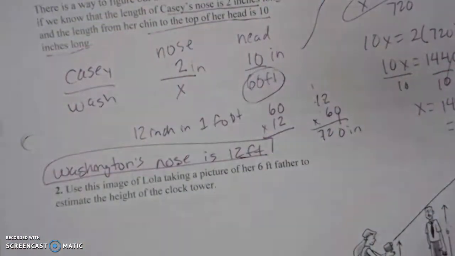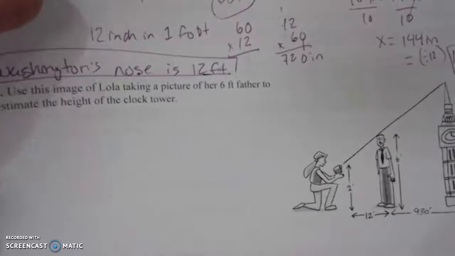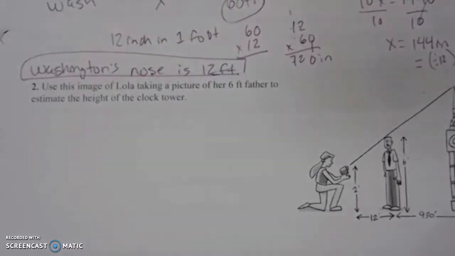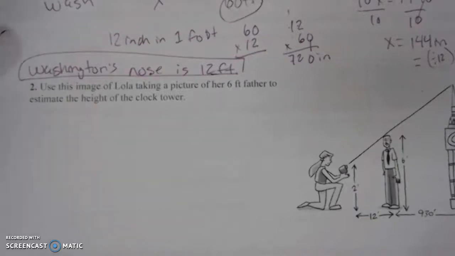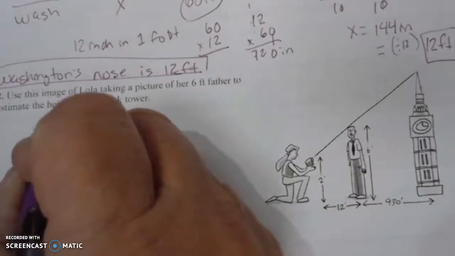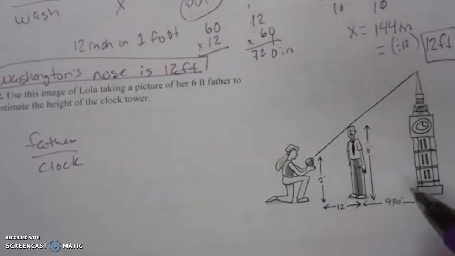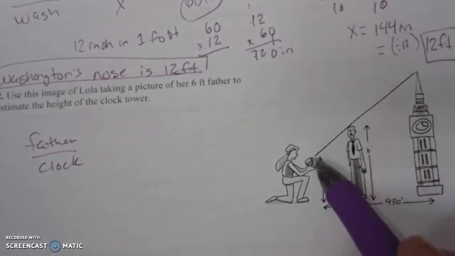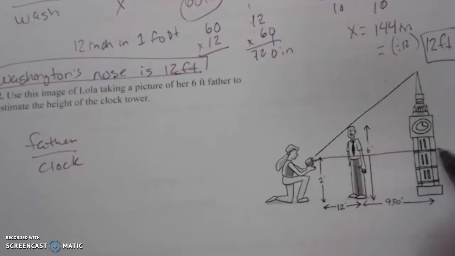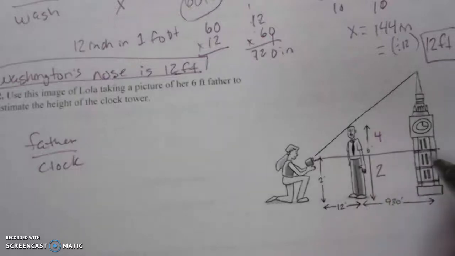Okay, all right, let's look at this other example. Use this image of Lola taking a picture of her 6-foot father to determine the height of the clock tower. So we're going to compare everything about the father to the clock. But notice that her camera is held here. So this is the information we're getting. This is 2 feet, and this is 4 feet, because it's obviously not drawn to scale. And then this is 2 feet, and we don't know how tall that is.